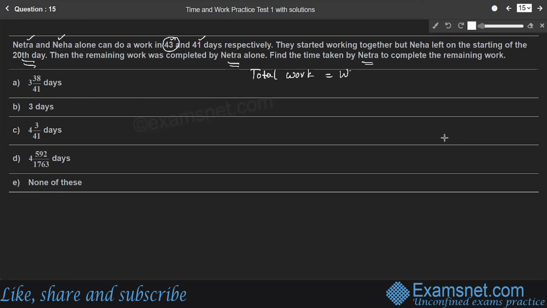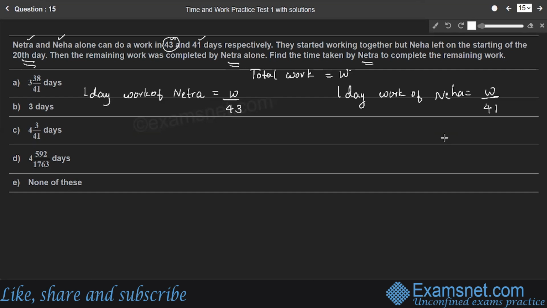If Netra takes 43 days of time to complete the work, what is her 1 day work? The 1 day work of Netra, or her efficiency, is equal to W by 43. Whereas the 1 day work of Neha is equal to W by 41.